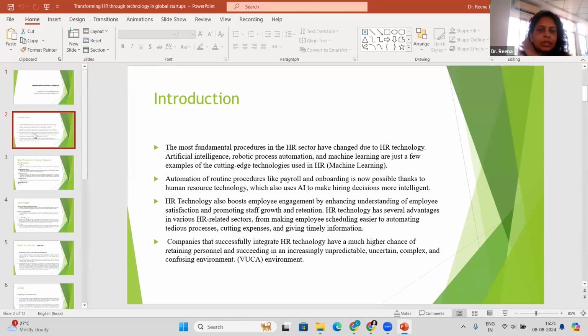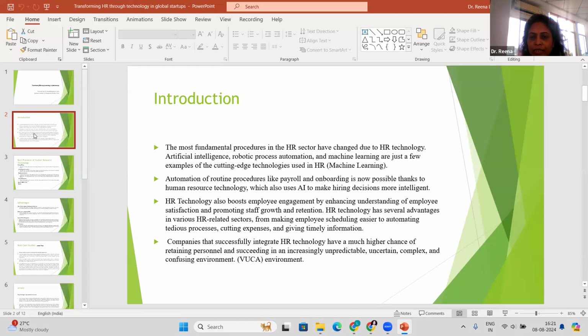So, starting with the introduction, the most fundamental procedures in the HR sector have changed due to HR technology. Artificial intelligence, robotic process automation, and machine learning are just a few examples of the cutting-edge technologies used in HR. Automation of routine procedures like payroll and onboarding is now possible thanks to human resource technology. And HR technology also boosts employee engagement by enhancing understanding of employee satisfaction and promoting staff growth and retention.